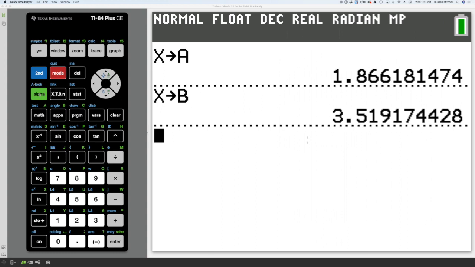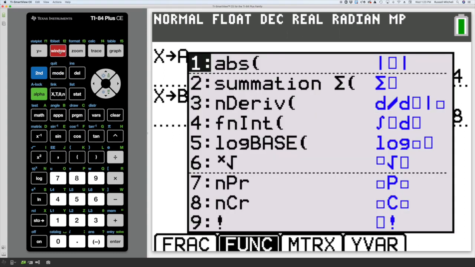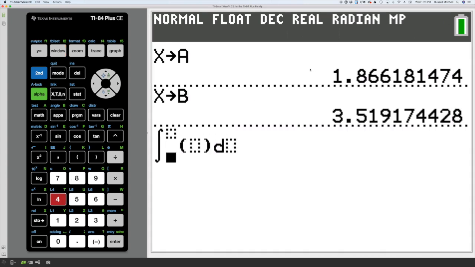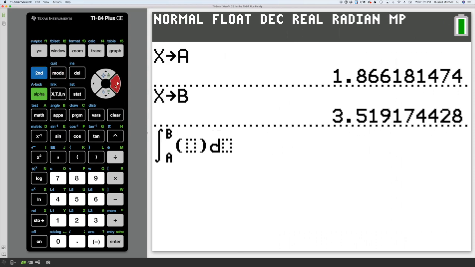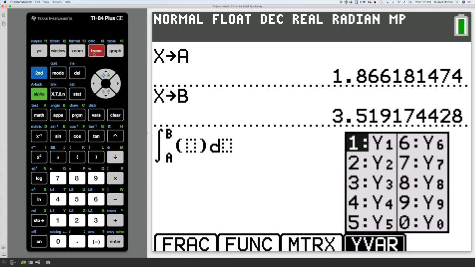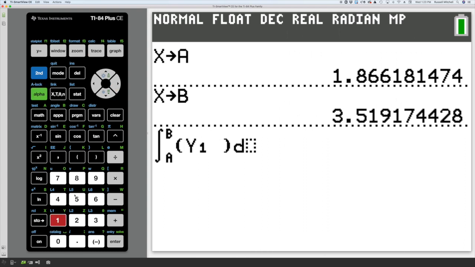So we're going to go to alpha window, and we want to integrate, so number 4, and we want to integrate from this A value, so alpha A to the B value, which is alpha B. And we have our velocity function, remember, it's y1. This is v sub q. So we'll put in y sub 1 right here, alpha trace number 1. And then we want to integrate with respect to x.